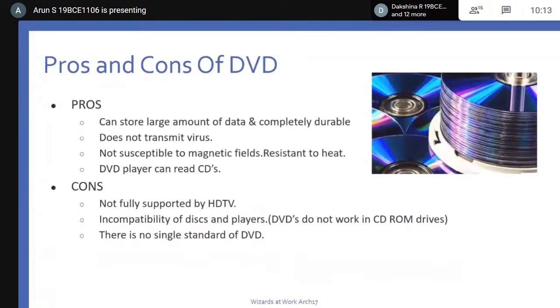Now, I'll talk about the pros and cons of DVD. First, let me talk about the pros. It can store a large amount of data and it is completely heat resistant and durable. It doesn't transmit viruses. And talking about the cons, DVDs are not fully supported by HD TV. And there is no single standard of a DVD. And the most important disadvantage of a DVD is that DVD players can read CDs, but CD players cannot read DVDs.